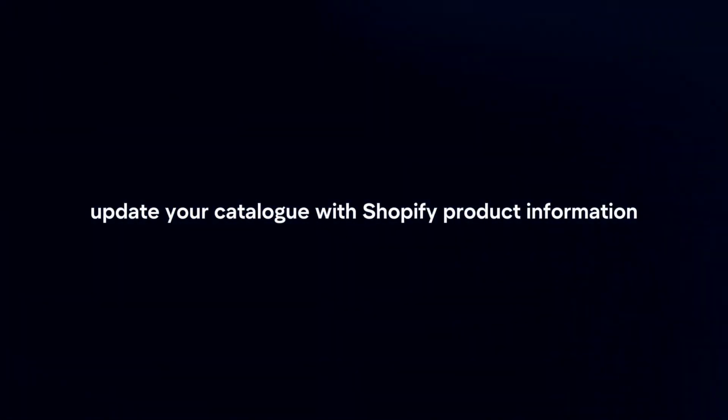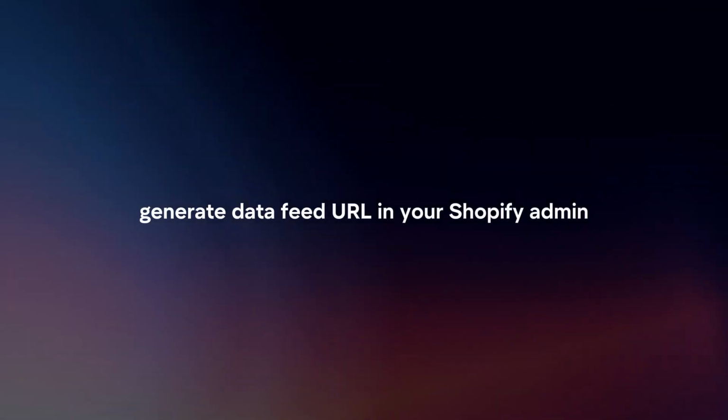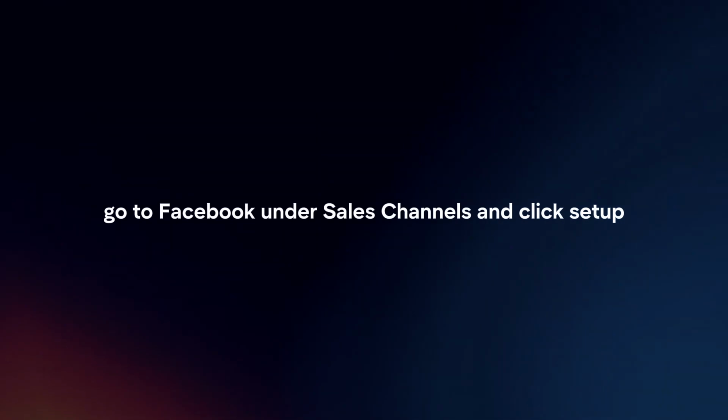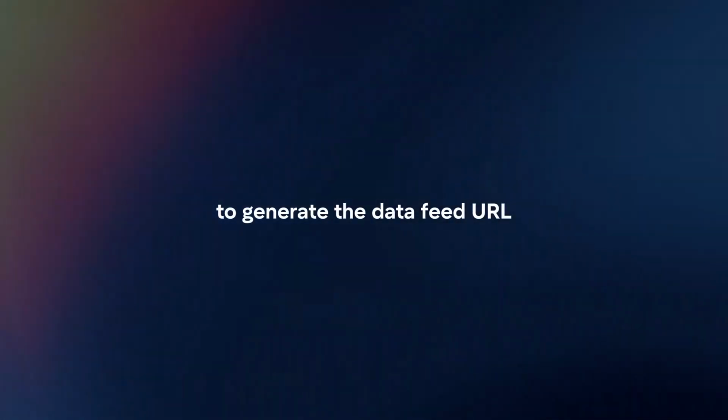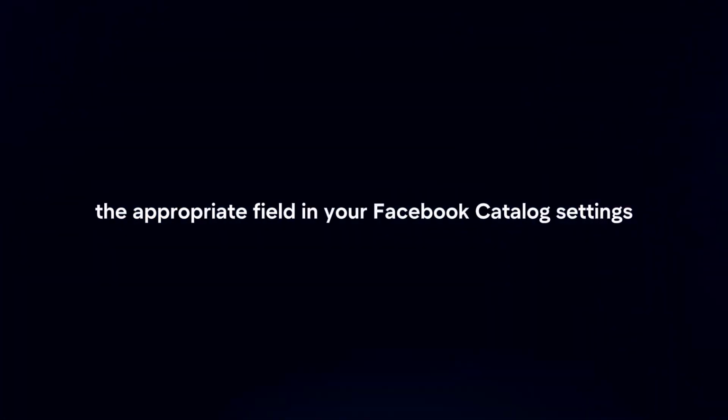Select data feed. Select the Use Data Feeds option and choose Set a Schedule to automatically update your catalog with Shopify product information. Generate data feed URL. In your Shopify admin, go to Facebook under Sales Channels and click Setup to generate a data feed URL.